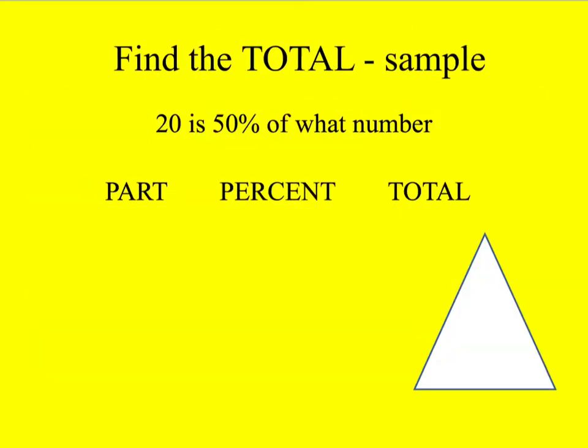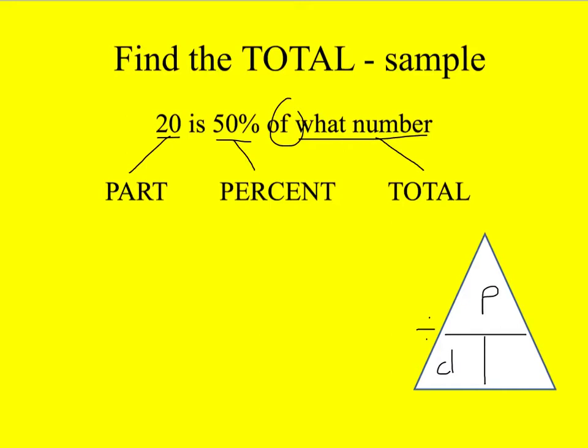Find the total. Here's an example. If we wanted the triangle again, the decimal equals the part over the total. So if we're looking for the total, that means we cover up the total, and we're going to be left with the part divided by the decimal. So 20 is 50% of what number? Of indicates that's our total. 20 is 50%. That means 20 is our part.